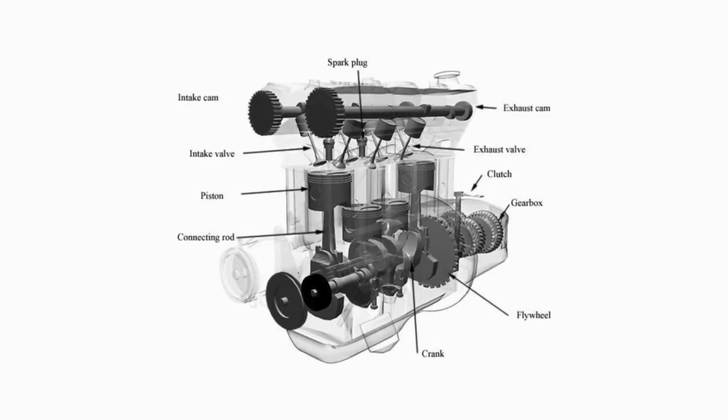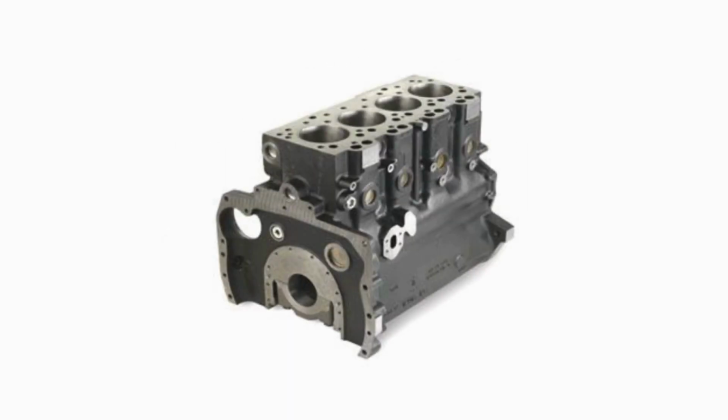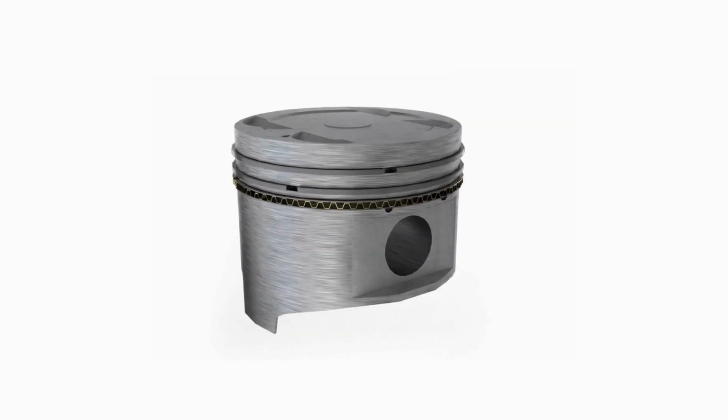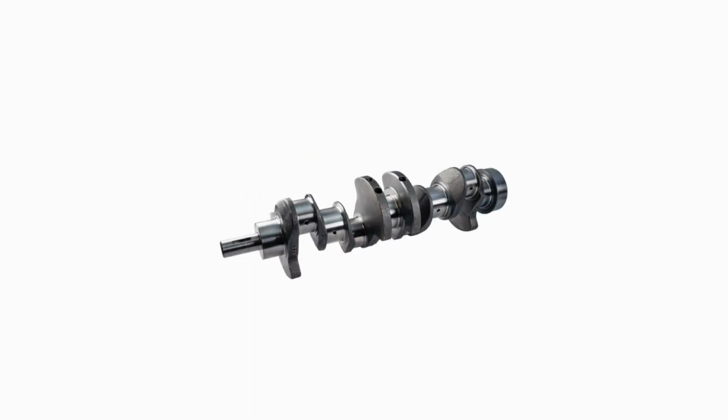Several key components work together to make this process possible. The cylinder block is the main structure of the engine. It contains the cylinders where the pistons move. The piston moves up and down inside the cylinder and transfers the force produced by combustion. The connecting rod connects the piston to the crankshaft and transfers the piston's motion. The crankshaft converts the piston's reciprocating motion into rotational motion.